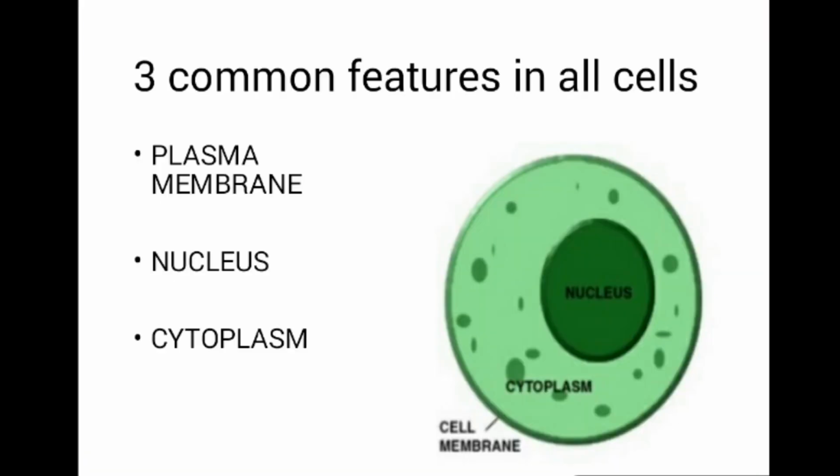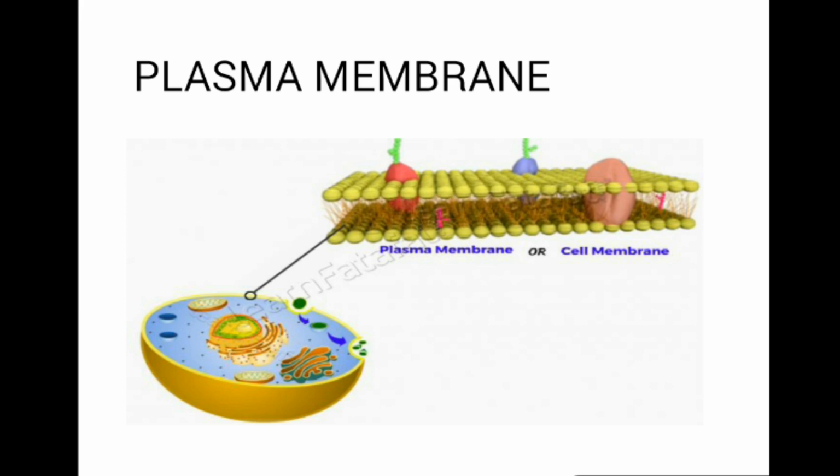Whatever type of a cell it is, it will have three major features. A cell will have a plasma membrane, a cell will have a nucleus, and a cell will have cytoplasm. Let's begin with plasma membrane. Plasma membrane is a double layer structure made up of lipids and proteins. It is, kind of a security guard. It just selects what should come into the cell and what should go out of the cell. It is therefore called a selectively permeable structure.